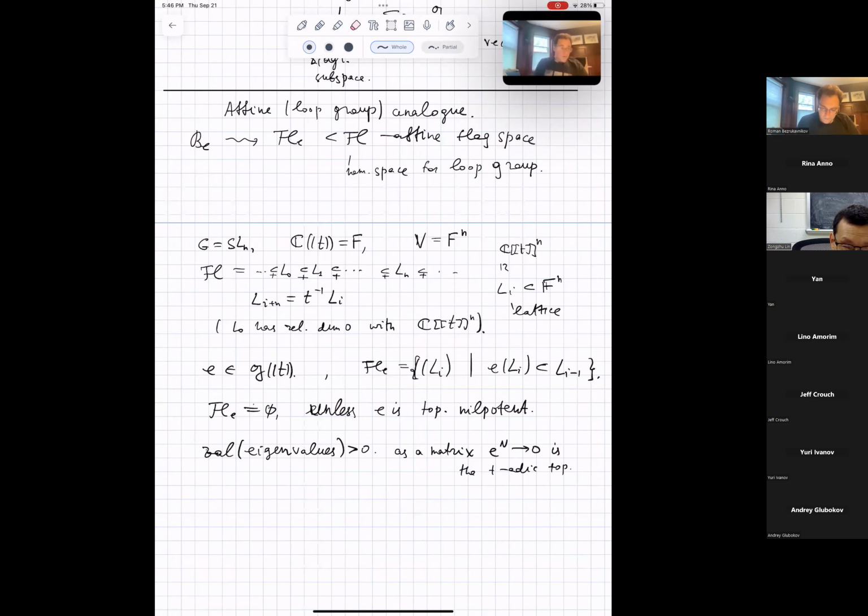All right, and in fact we want these eigenvalues to be non-zero. So, fact: if E is regular semisimple, then full E is finite dimensional.